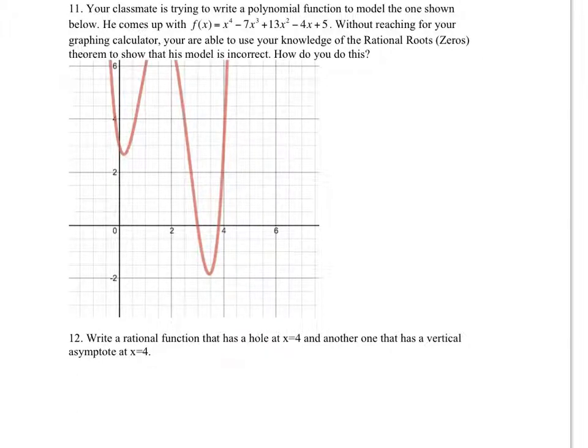So here's a look at problem 11. With our knowledge of the rational roots theorem, we should realize that places where this graph crosses at 0 are roots. It looks like here we cross at exactly 3, which means one of our factors should be x minus 3. And we're expecting to see 4 of these at some point.